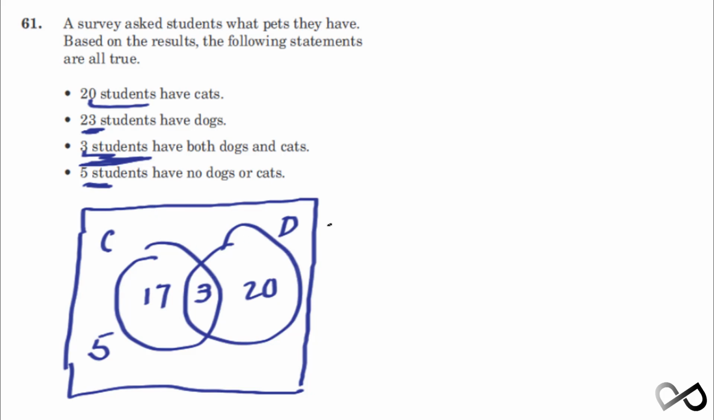And again, the question was how many students were surveyed. So all you're going to do is add up these 4 numbers. So 17 plus 3, that's 20. 20 plus 20 is 40. 40 plus 5, that gives us 45. And that is our final answer.